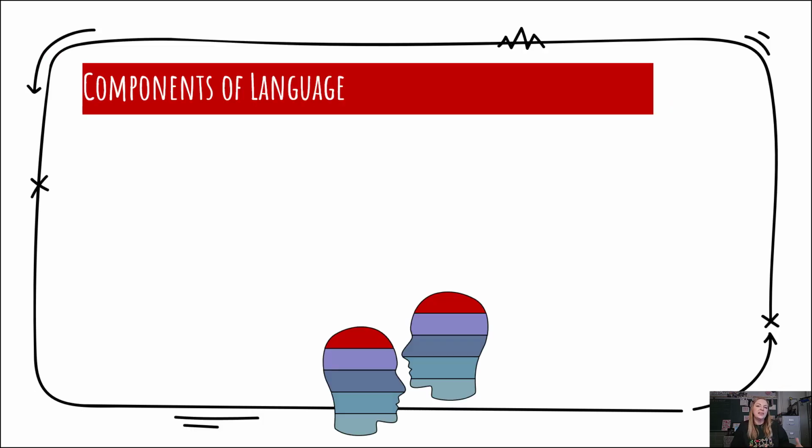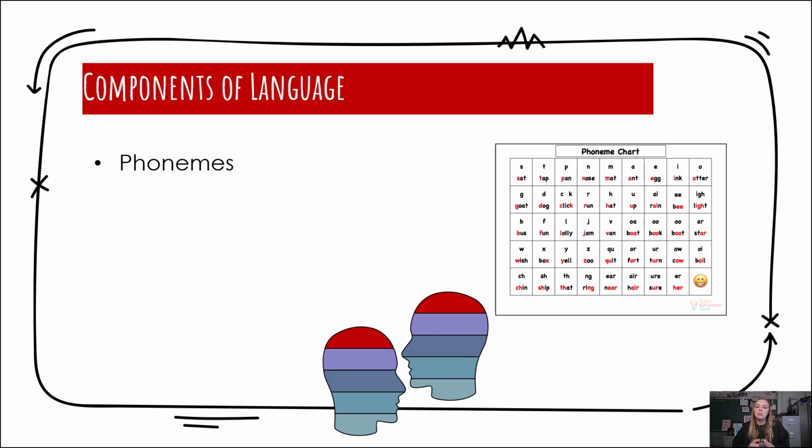Now that we know what language is, let's look at the different parts that make up language, or the components of language. The first thing is the phonemes. Phonemes are the smallest unit of sound that make up our words. So you can see some examples here in this chart. The S sound in sat, the T in tap, in pan, etc. So phonemes are the smallest unit of sound.